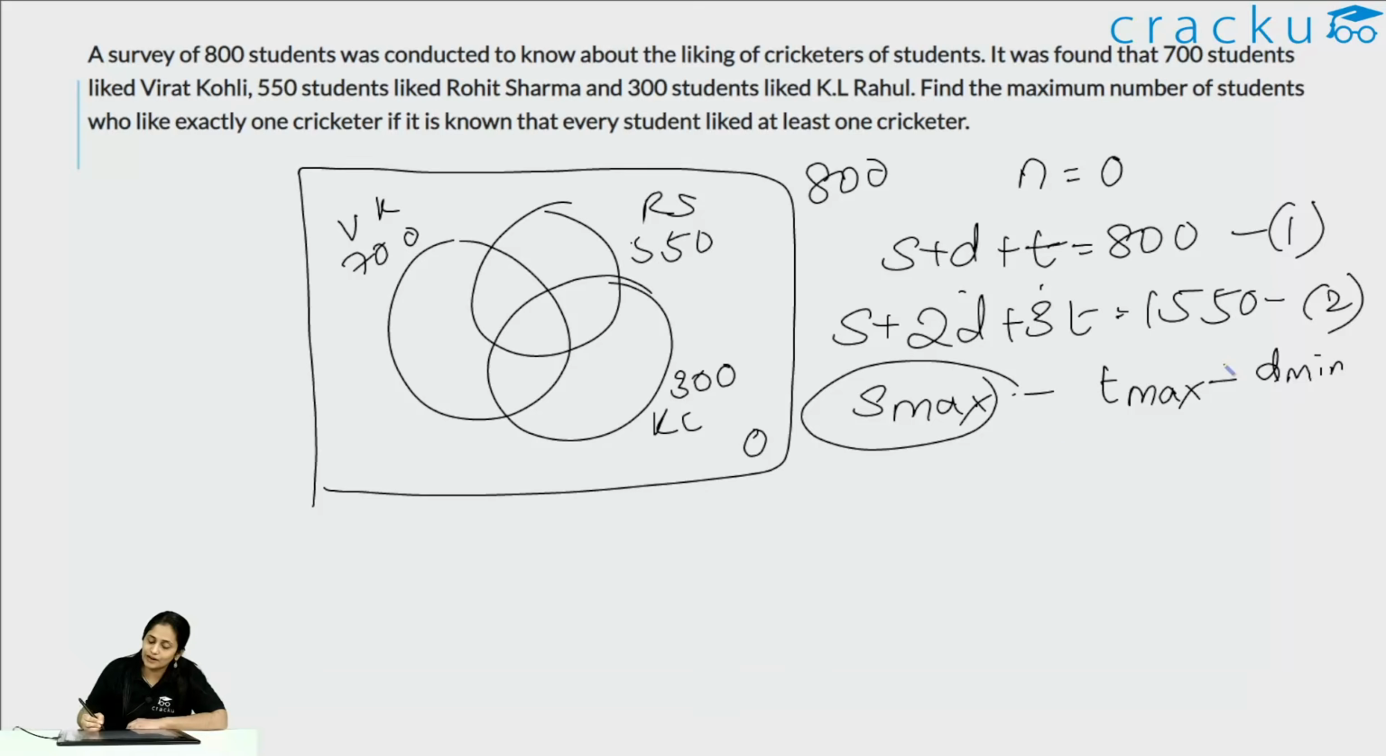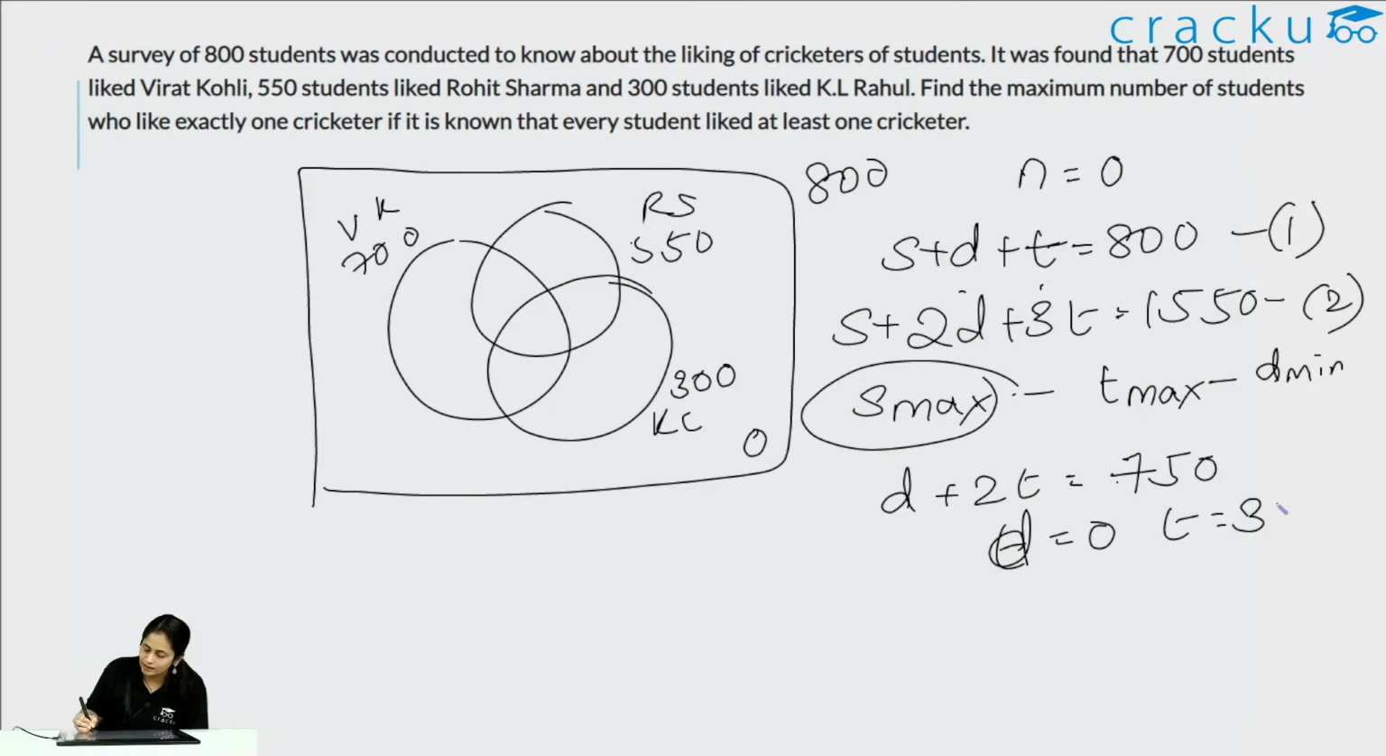So in this case, let us find out what the overflow is. Overflow, D plus 2T, is equal to how much? It is equal to 750. Now what is the max value that T can take in that case? Suppose D is equal to 0, then T is equal to 375. But can T be equal to 375? No, because KL Rahul has only 300 fans. Because he has only 300 fans, this cannot be 375. So the max value T can take is actually limited by this value over here. So T max is 300.